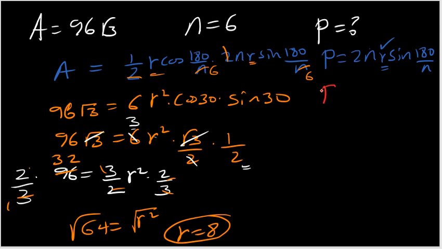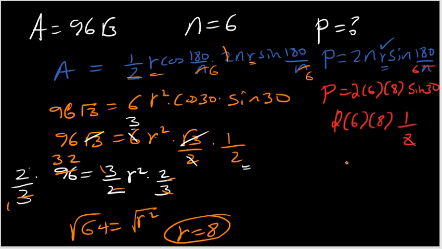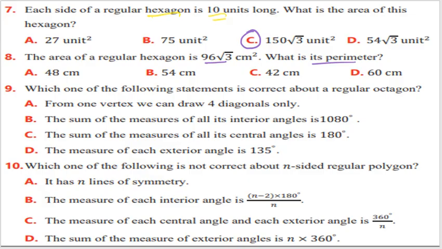Now we can find the perimeter. The perimeter is equal to 2 n r sine, we said already, so 2 times 6 times r, which is 8 now, times sine of 30, because 180 over 6. That means sine 30 is half, so 2 times 6 times 8 times half, cut the 2, and we get 48. That's going to be the perimeter. So the answer is A.